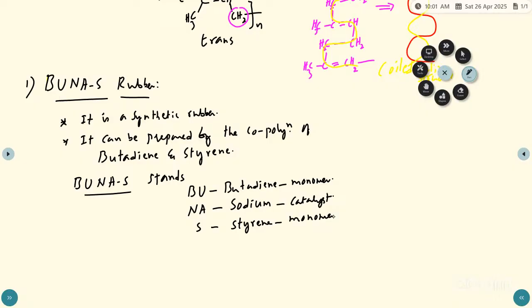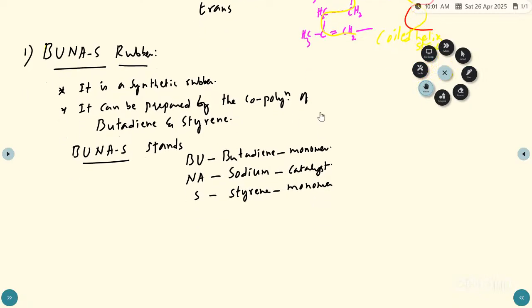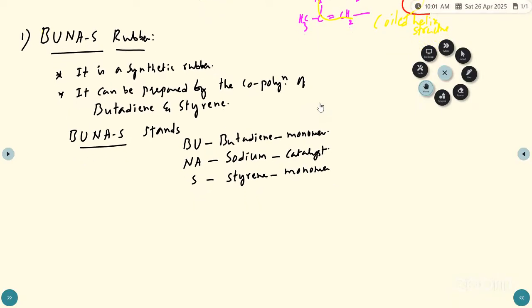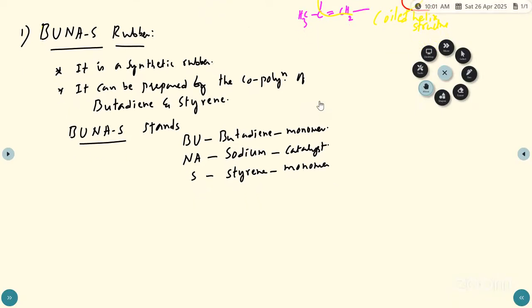Okay, and next, how can you prepare BUNA-S rubber? Next, side heading, preparation of BUNA-S rubber.